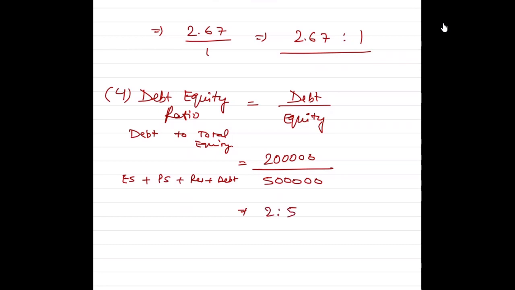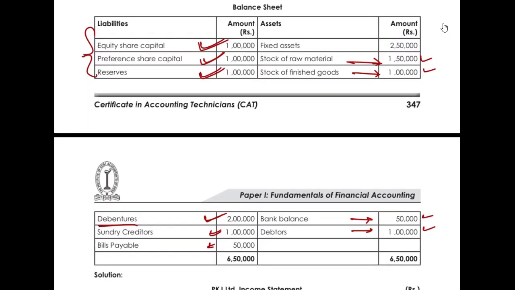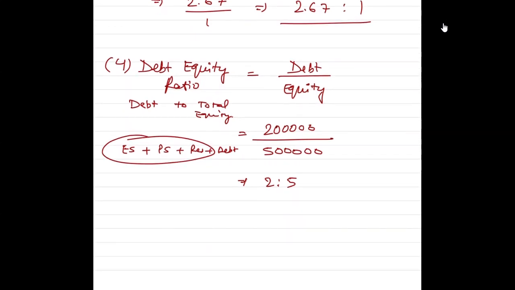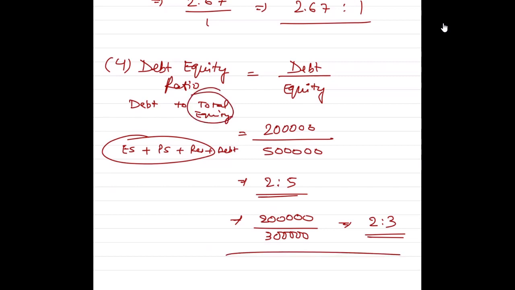Alternatively, if you want to just take the equity part of it, equity part means the preference shares plus equity shares plus the reserves. So this would be 2 lakh divided by 3 lakhs. So answer is 2 is to 3. Okay, so both the things are correct. Sometimes they take total equity, which includes your debt, but if it is not mentioned total equity, the correct answer is 2 is to 3. You can take this as a reference.